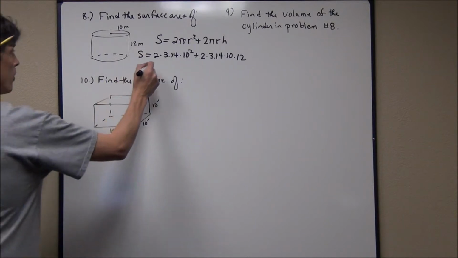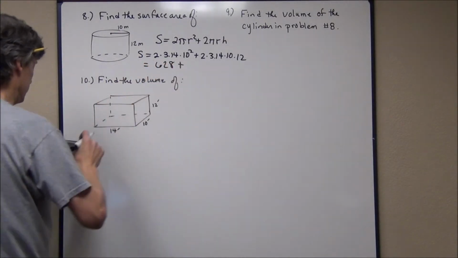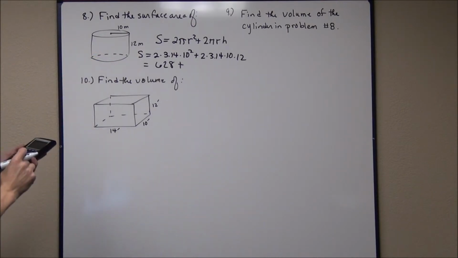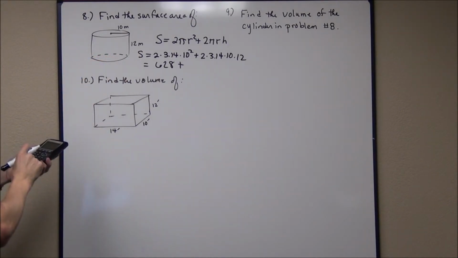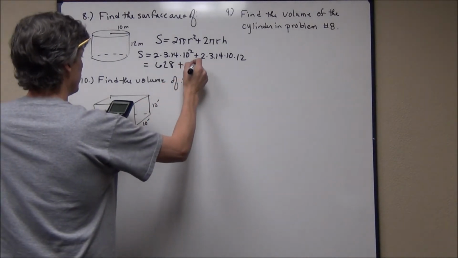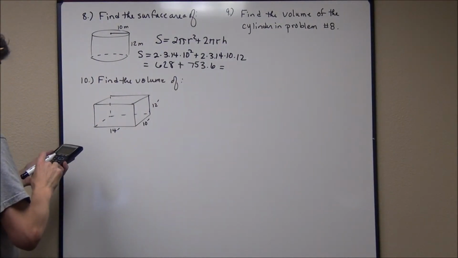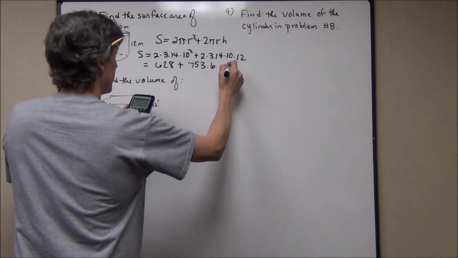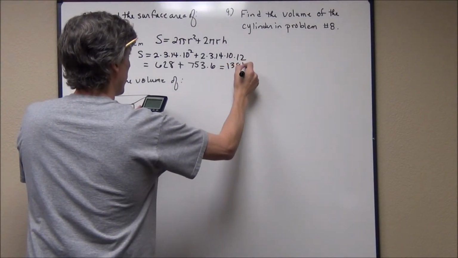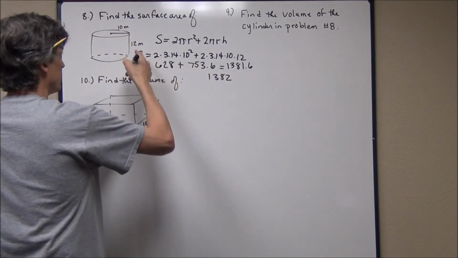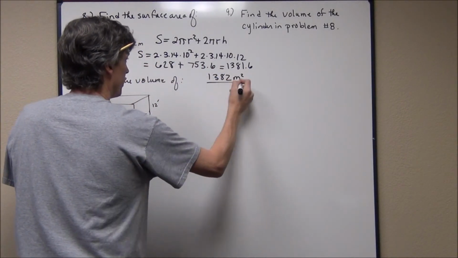So I get 628 plus 6.28, that's the 2 times 3.14 times 10 times 12, so that'd be times 120. And that would equal 753.6. Now if I add 628 to that, so I don't make a mistake, I get 1,381.6. I'm going to round up to 1,382. This is surface area, so this is square meters.